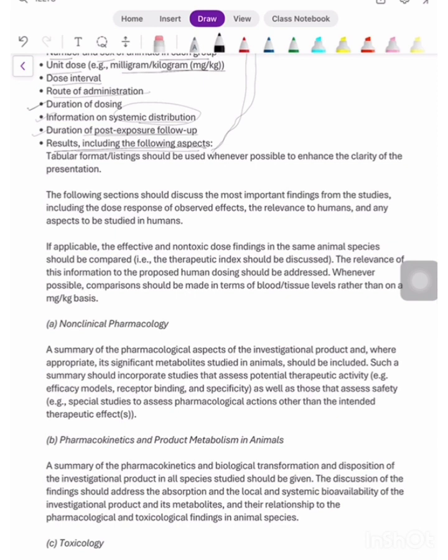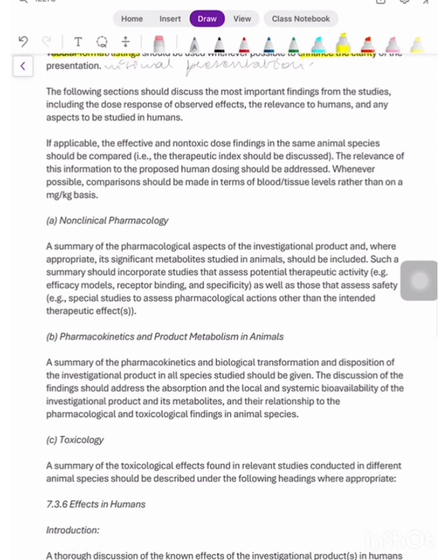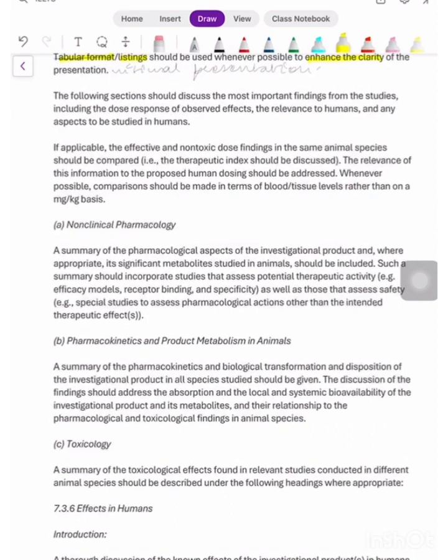So here they are talking about visual presentation, they said, and they expect from us that we give them tabular format or listings to enhance the clarity wherever possible. The following sections should discuss the most important findings from the study. Only the most important findings from the study, including the dose response of the observed effects, the relevance to humans, that is, what impact it will have on humans, and any aspects to be studied in humans. And because this study was seen in non-clinical, we should consider what tests to add or reduce so that we can conduct good clinical trials on humans.